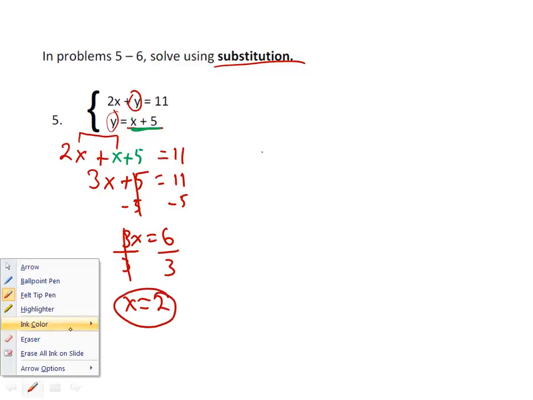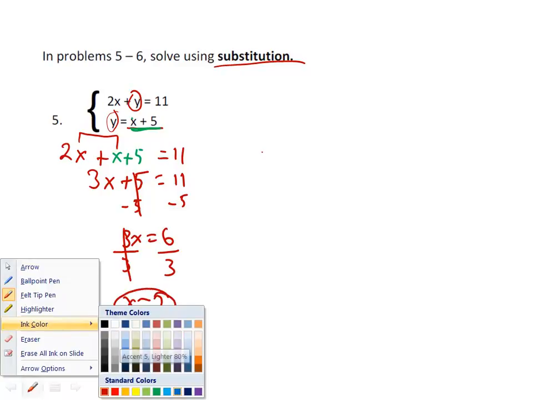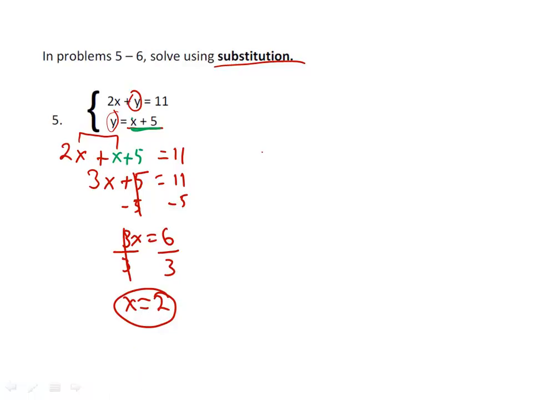All right, now I use that information to figure out what y equals. I need both x and y. So I'll pick one of the two equations. I'm going to pick this one because it's already solved for y, so this will be a very easy one to use. So now I'm going to do y equals 2 plus 5. Y equals 7.